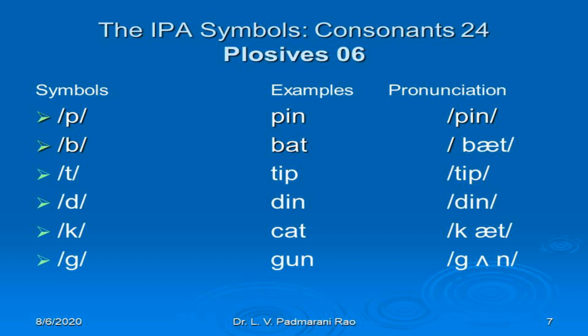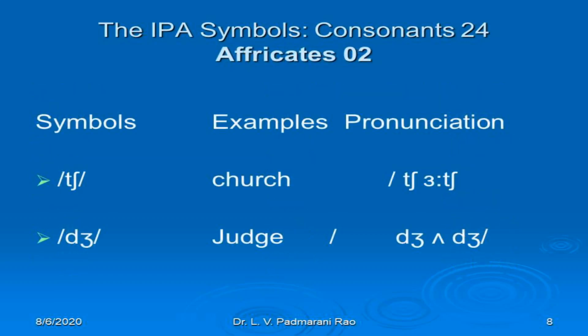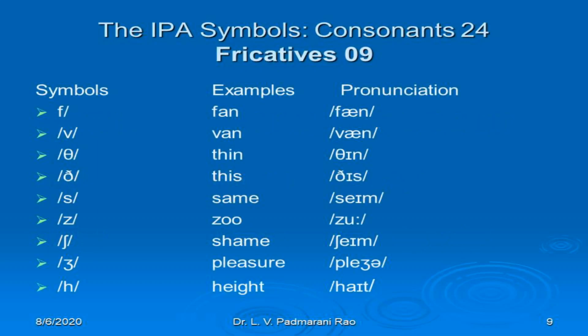G, as in G-U-N, gun. These two are a combination of t and sh sound, d and j sound. They are called affricates in English. There are two affricates in English, ch and j. Ch as in church and j as in judge. These are practically easy for us because we have them in our language also.